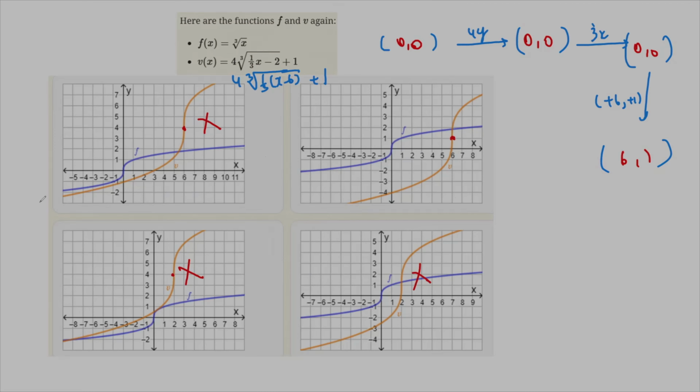Let's check for one more point. Let's take 1, 1. It is on the parent function. So y multiplied by 4 will become 1, 4. Now x multiplied by 3 will become 1 times 3 is 3, 4. Now if I move it 6 units right, 3 plus 6 would become 9 and 4 plus 1 will become 5. So 9, 5 should also be on the graph. So this is also on the graph, 9, 5. So this is our solution.